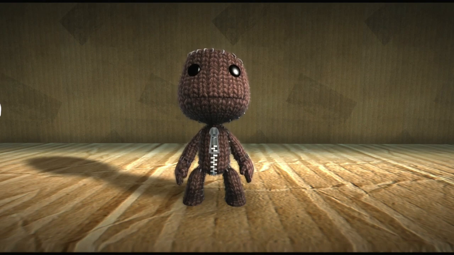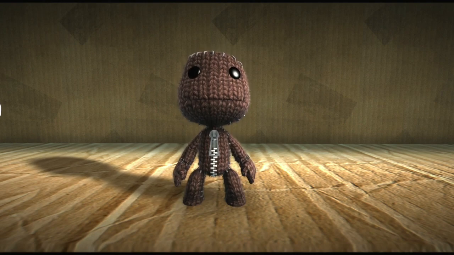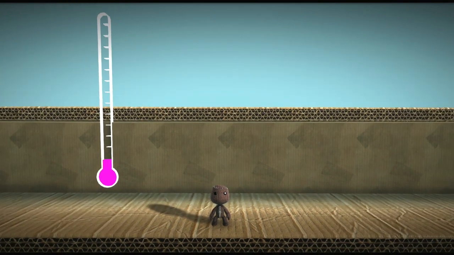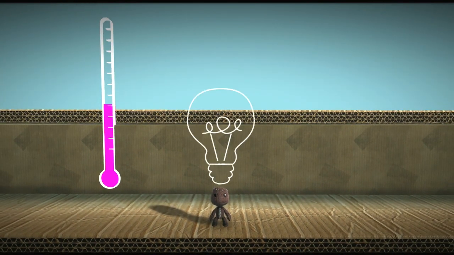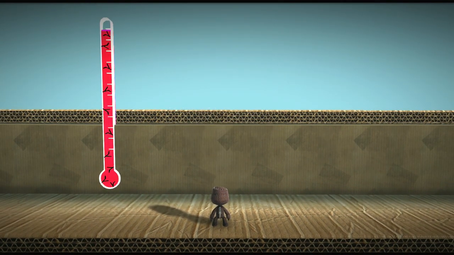If you have an idea for a level that will require some extra room, dynamic thermometer levels are the answer. A dynamic thermometer level allows you to stretch far beyond the usual space limitations. But there are some things to keep in mind to keep things running smoothly.